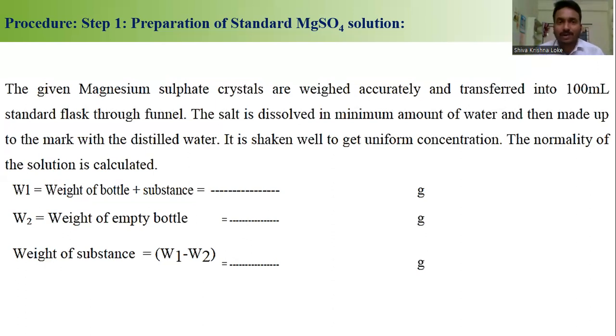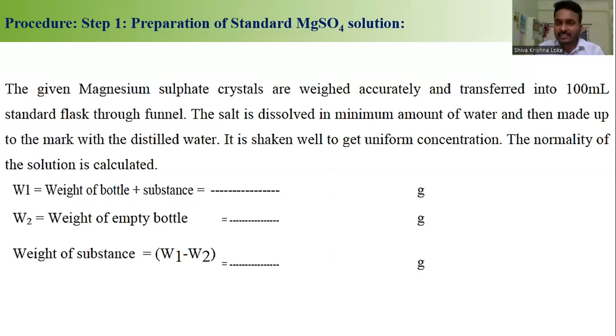So what is the formula of normality, students, or molarity, whatever? Molarity equals weight by molecular weight into 1000 by V in ml. In general, in these titrations, we are preparing 100 ml solution of the given MgSO4 substance. So here the volume is 100. In this manner, we prepare the standard MgSO4 solution in the first step.